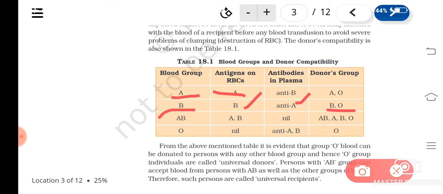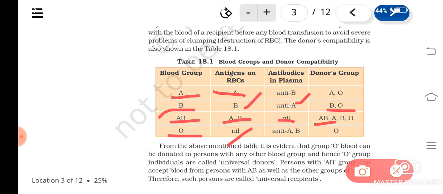And AB blood group will have antigens A and B, and the antibodies present in them will be none. The donor groups of this are AB, A, B and O. And blood group O has no antigen on their RBC, and the antibodies present in them will be antibody A and B. The donor group is O.